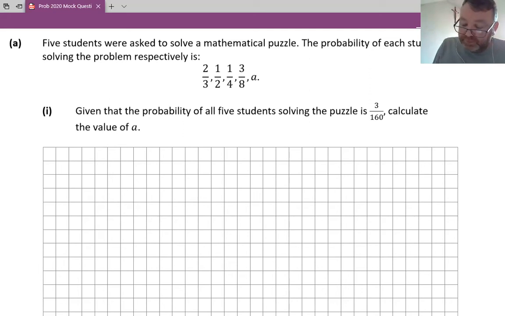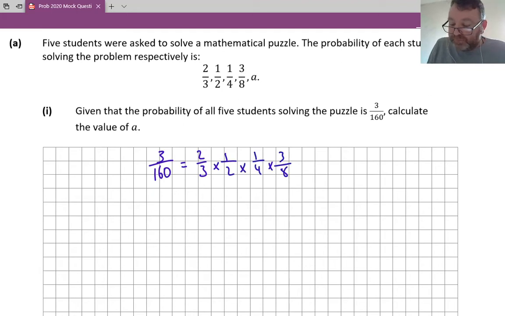So that means that 3 over 160 must be the answer I get when I multiply the probability of success from every student. Okay, so 2 over 3 multiplied by 1 over 2 multiplied by 1 over 4 multiplied by 3 over 8 multiplied by A. Because there's one variable, I can solve this. Before you start multiplying anything, look for cancellation. 3 and 3 cancel, 2 and 2 cancel. And what does that leave you with? 3 over 160 is equal to 1 over 32 times A, because 4 eighths are 32.